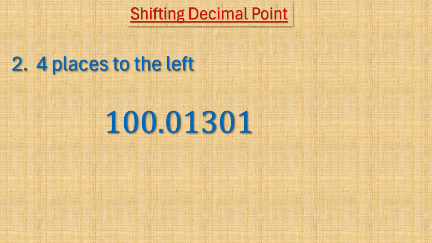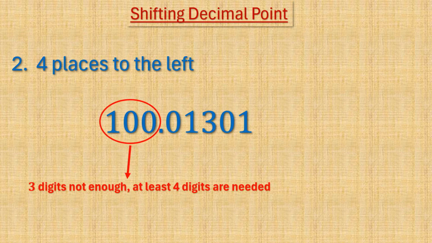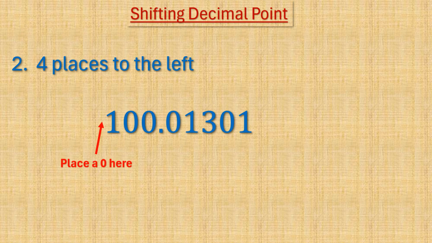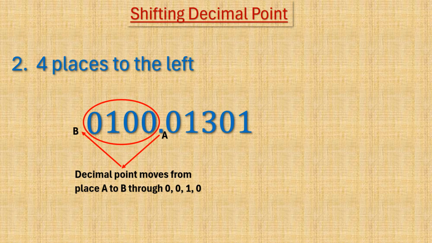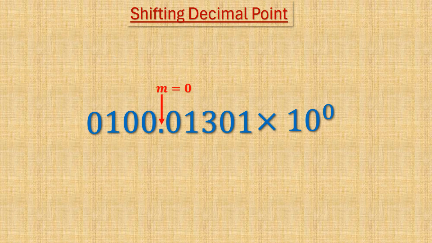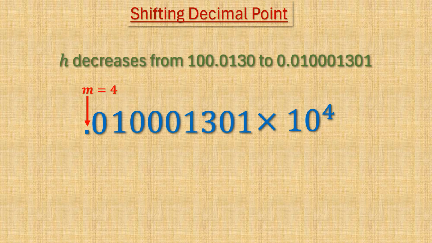Keep in mind that the decimal point moves the same number of places as the number of digits. Here, there are only 3 digits to the left which are not enough. So, we place 0 before 1. The decimal point will move past the digits 0, 0, 1, and 0 to the left. So, shifting the decimal point 4 places to the left, from the starting place m equals 0, we have the following. Notice that h decreases from 100 to 0.01, as the decimal point moves 4 places to the left.